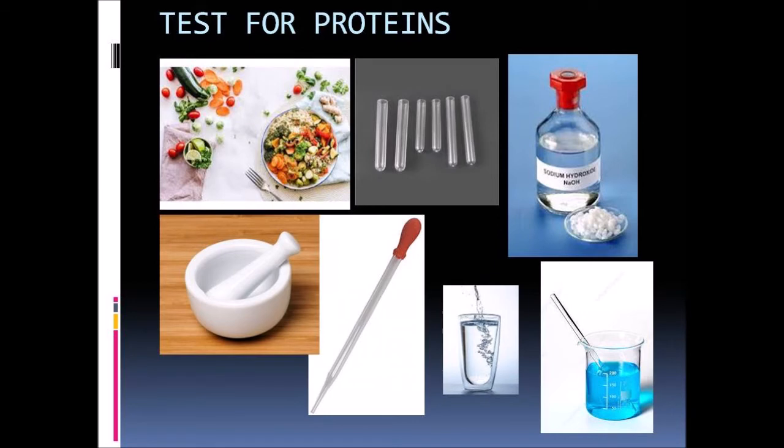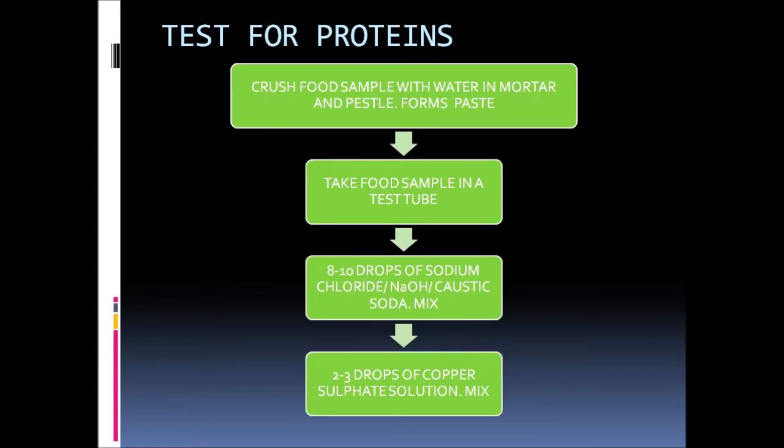To test for proteins, we need a food sample, test tubes, mortar and pestle, dropper, water, caustic soda or sodium hydroxide solution and copper sulfate solution. First, take any food sample and crush it in the form of a paste with a small amount of water in a mortar and pestle. Transfer this paste into a test tube.